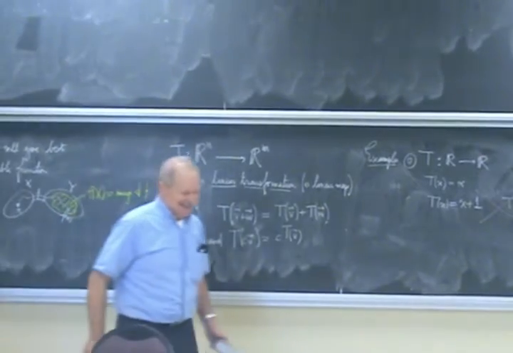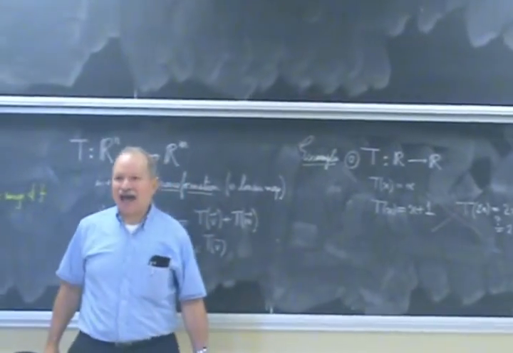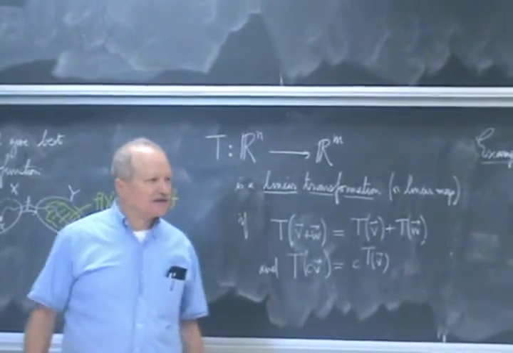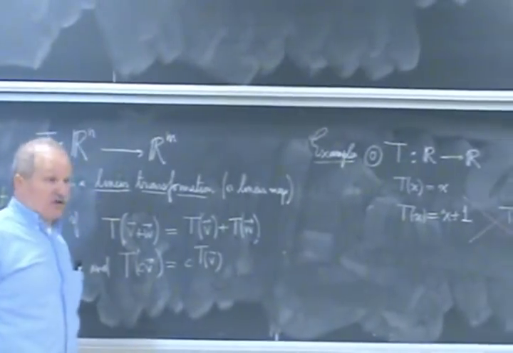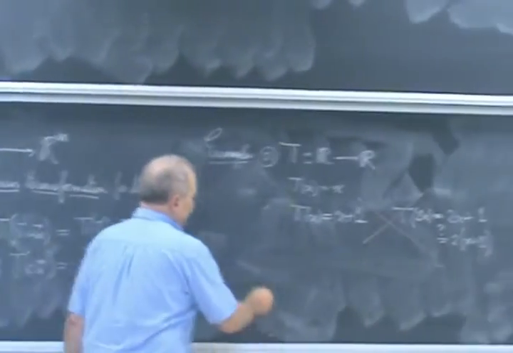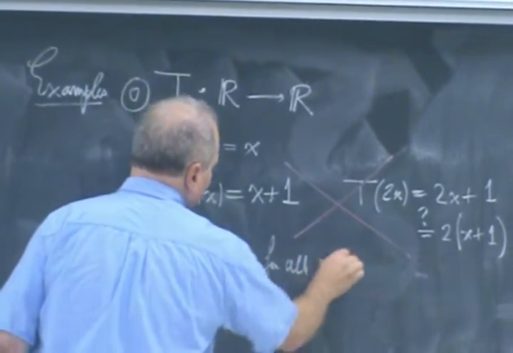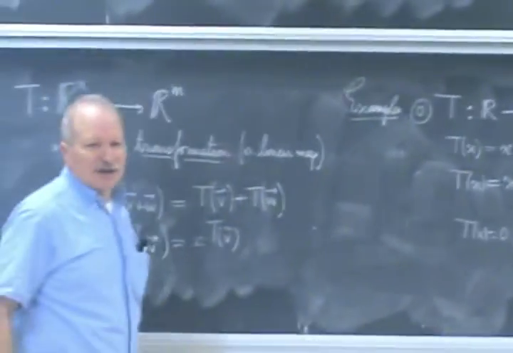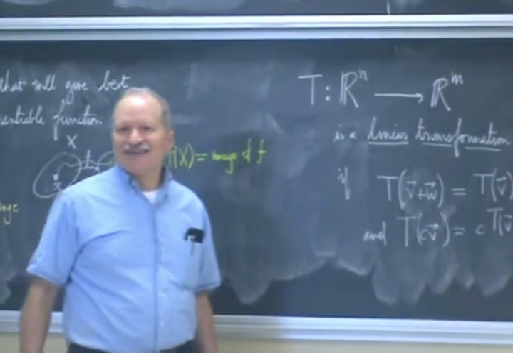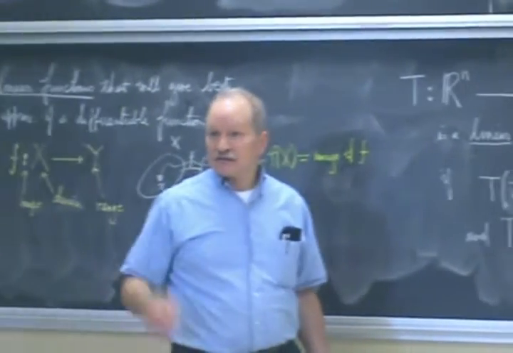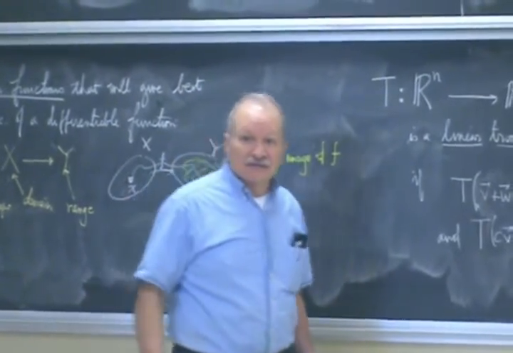What else could you do besides adding something? T of x is 0, just said. You could take the 0 function, that would work. T of x equals 0 for all x, that works. Something more interesting. What if you scale, like cx?